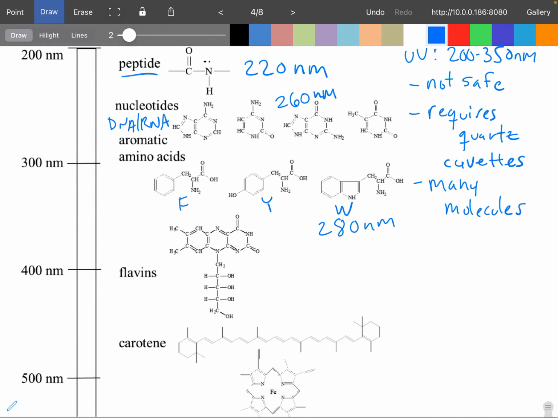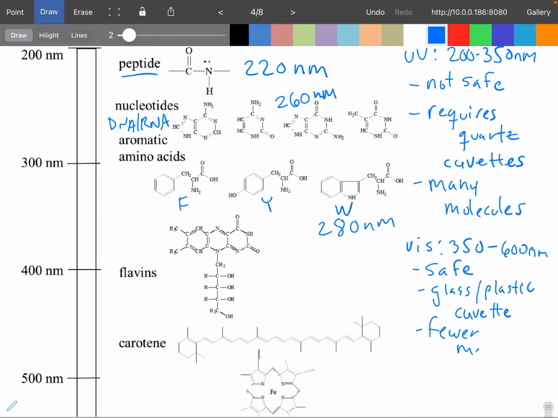So from there, we're going to transition into the visible range. And this is kind of more in the 350, 400 range, up to 600 nanometers is kind of where those molecules are going to be. This is, of course, safe. It's just visible light. And the cuvettes we can use would be glass and even plastic. And so those are very cheap and easy to get. Quartz cuvettes are expensive. But the downside to visible studies is that there are actually fewer molecules that absorb in the visible range.